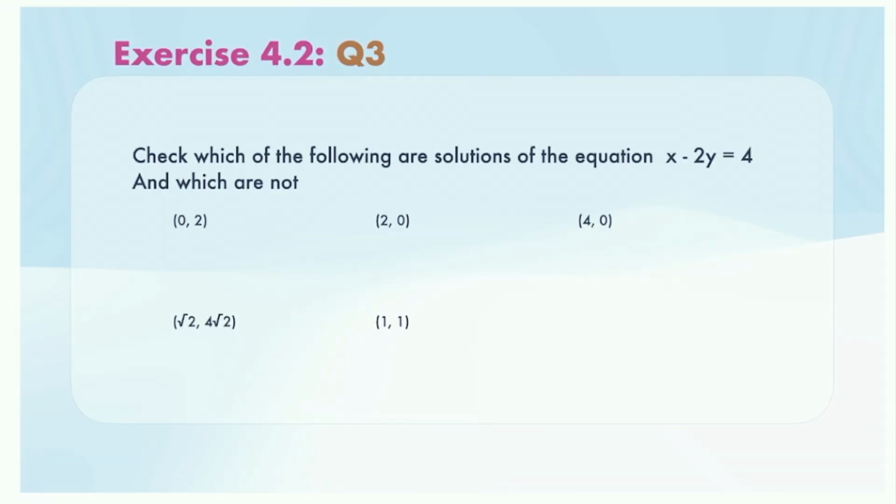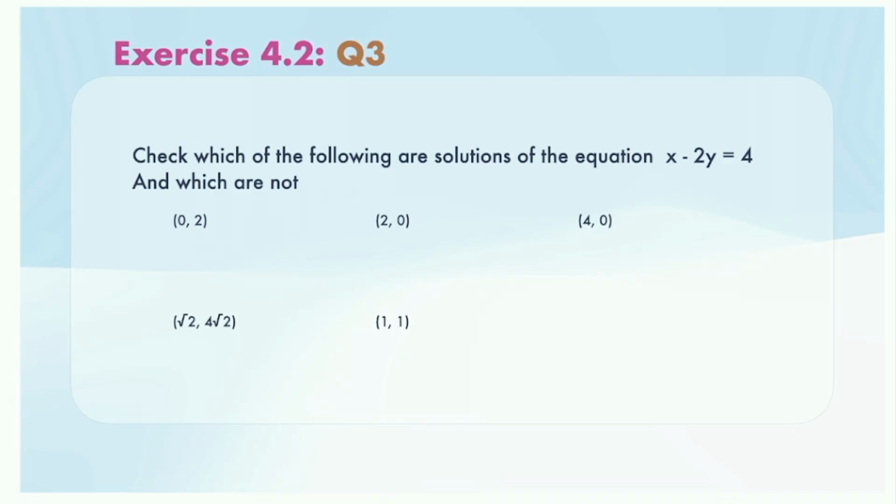Now, third question: check which of the following are solutions of the equation x minus 2y equal to 4 and which are not. How can we check whether these coordinates are a solution of the equation, yes or no? We just have to put those values in the equation. If the equation is satisfied, meaning both sides of the equation are equal, that means yes, that coordinate, or that value of x and y, is a solution of the equation.